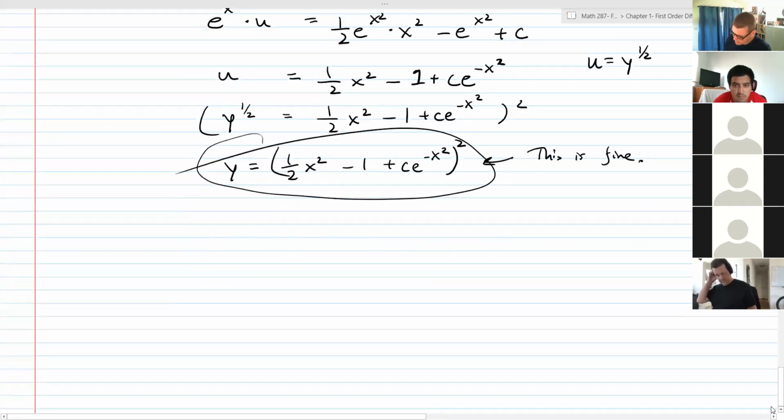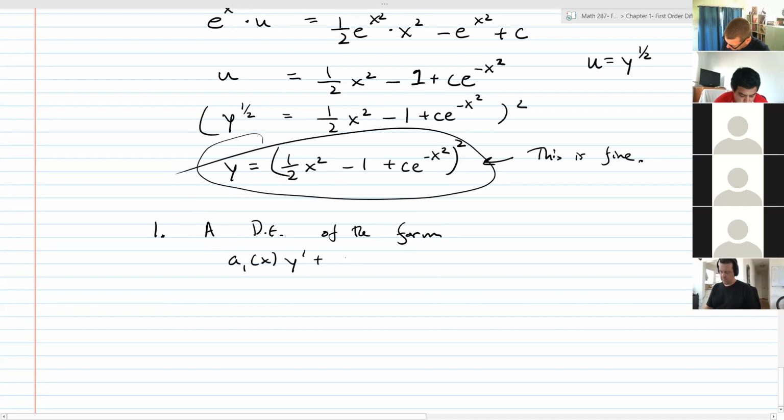Let's actually write out what the process is. Step one: a differential equation of the form a1(x) y prime plus a2(x) y equals f(x) y to the n is a Bernoulli equation. So that's our form. Step two: we'll divide through by y to the n.